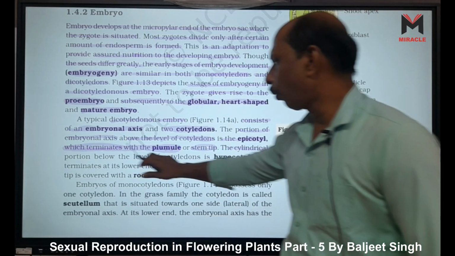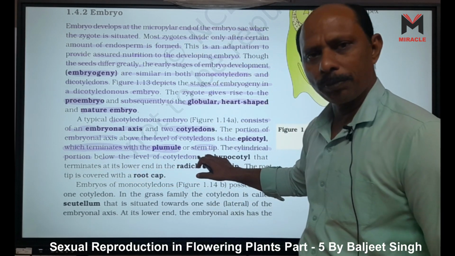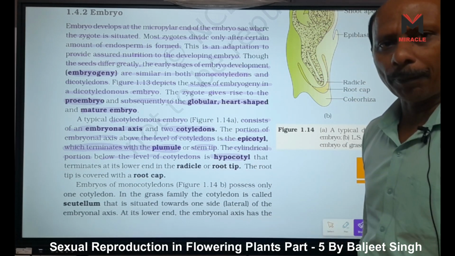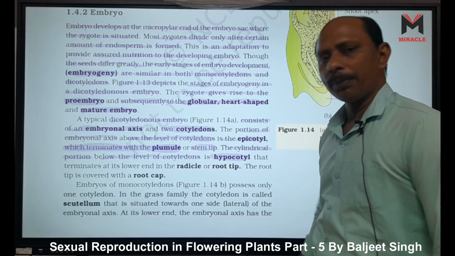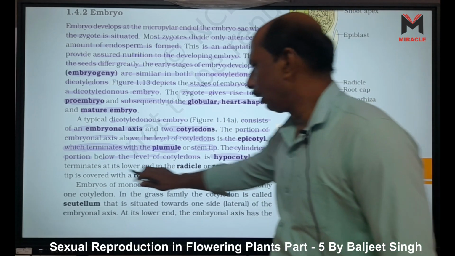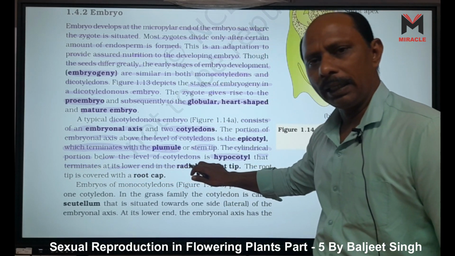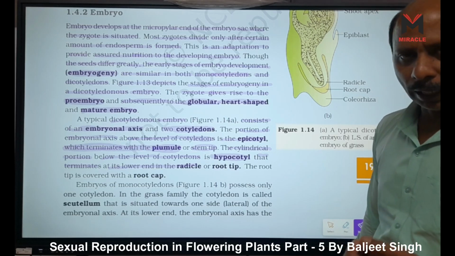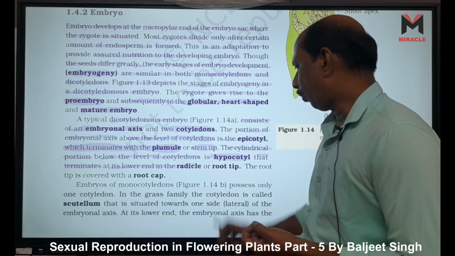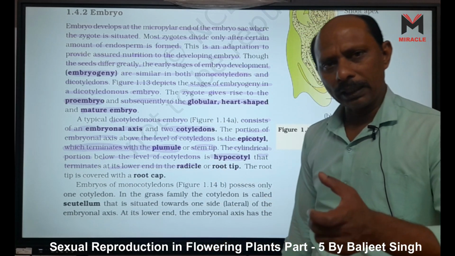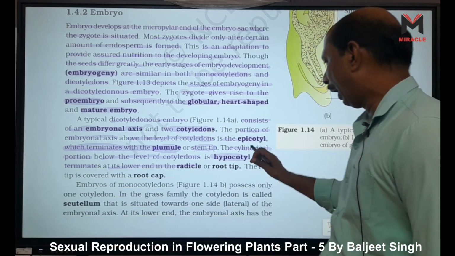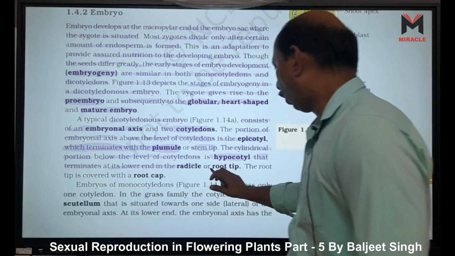The cylindrical portion below the level of the cotyledons is called the hypocotyl. Hypo means below and cotyl comes from cotyledons; epi means above and cotyl comes from cotyledons, right? It terminates at its lower end in the radicle. In between the radicle and the cotyledons, it is the hypocotyl. In between the plumule and the cotyledons, it is the epicotyl. That terminates into the root tip.